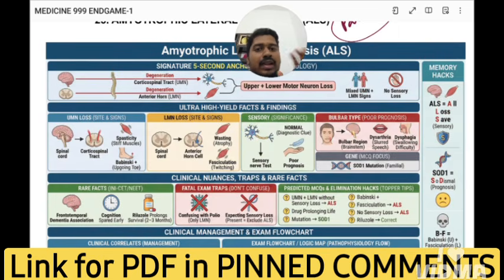There is one more type of ALS which is known as the bulbar type, where bulbar means cranial nerve involvement. So brainstem involvement happens. Because of this there will be dysarthria and dysphagia. Dysarthria means difficulty in articulation of speech, and dysphagia means swallowing difficulty.